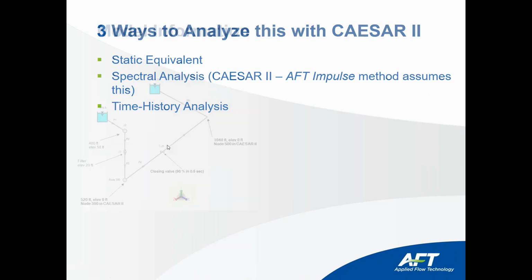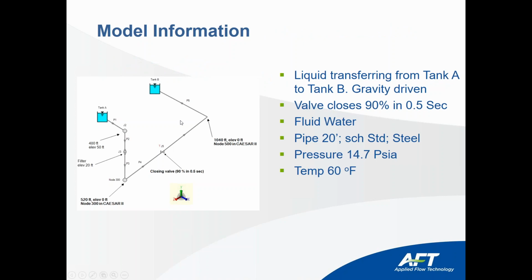So let's talk about the example in detail we're going to work with. As we said, we have tank A and tank B. We're transferring fluid from one to the other. We're closing the valve 90% in 0.5 seconds. The fluid is water. The pipe we're using is 20-inch schedule standard steel. The pressure is 4.7 psig, and the temperature of the water is 60 degrees Fahrenheit.